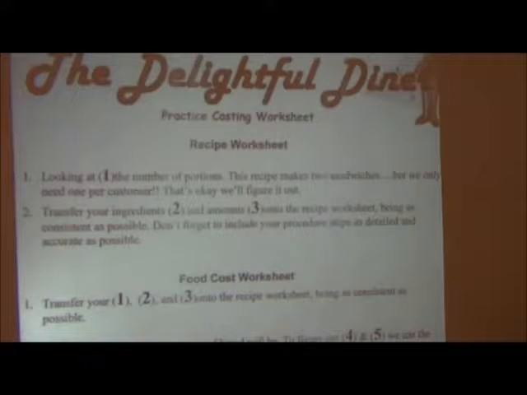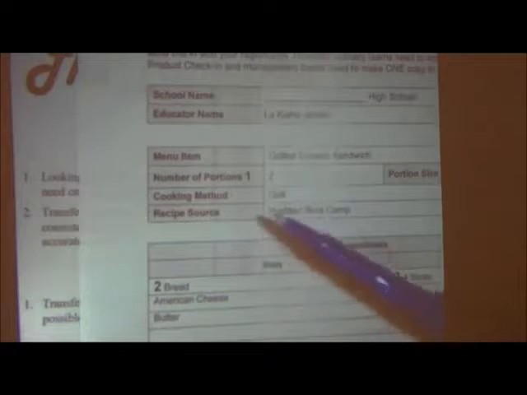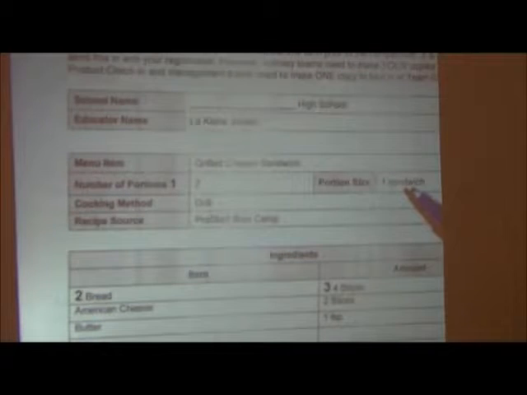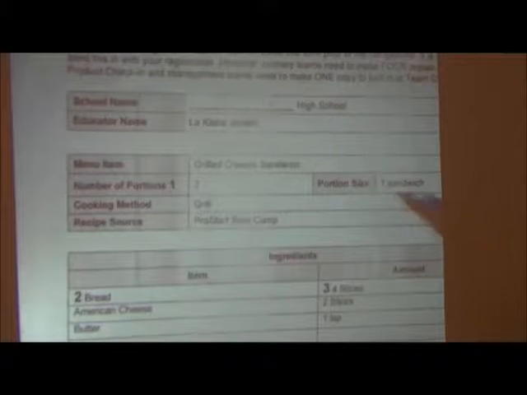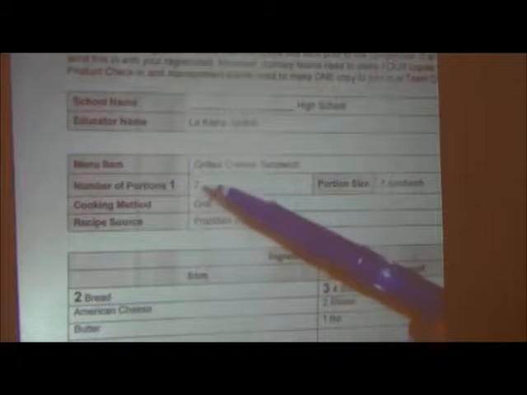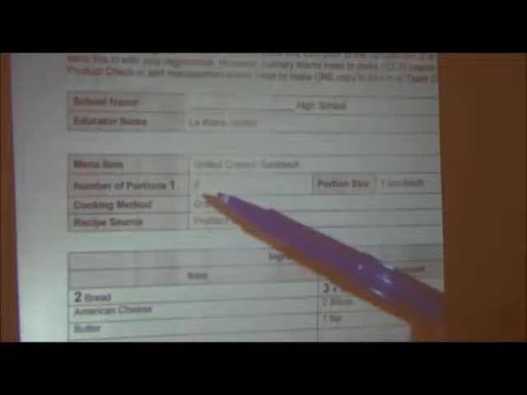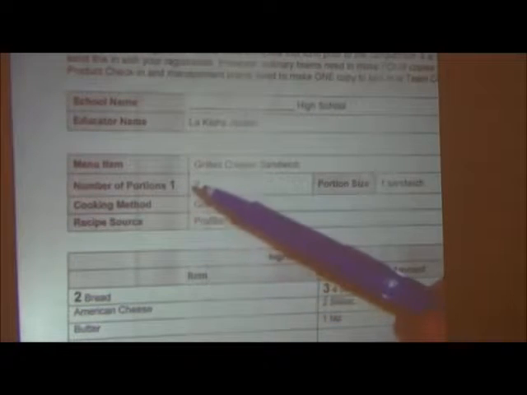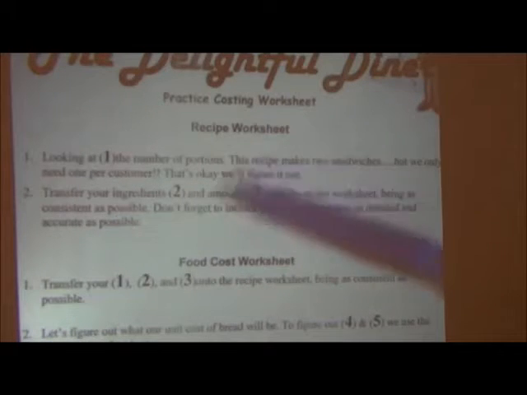So going back to number 1 again, the number of portions that this makes is 2. However, for each customer, they get 1 sandwich. So if your recipe makes, say, a whole cake which serves 7, your number of portions will be 7 portions, 7 slices. For the menu, you're going to sell them by the slice, so it would be 1 slice. So for us, this recipe makes 2 grilled cheese sandwiches, 1 sandwich per person. So we're going to number 2.